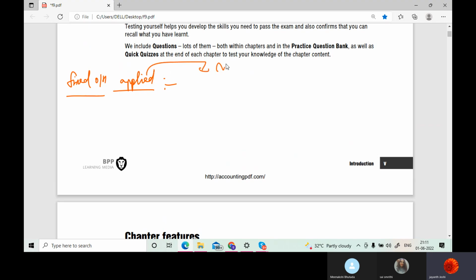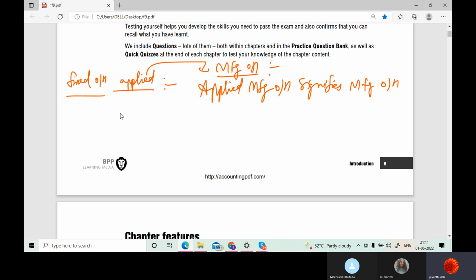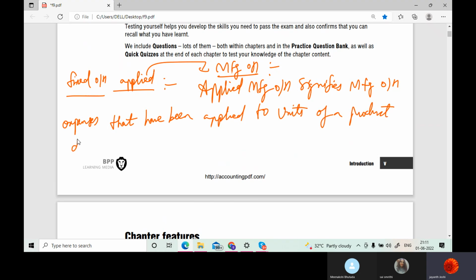Now the question is, what is applied manufacturing overhead? Applied manufacturing overhead signifies manufacturing overhead expenses that have been applied to units of a product during a specific period.